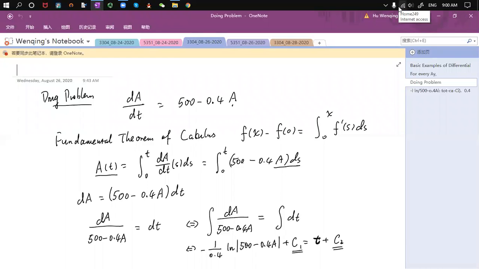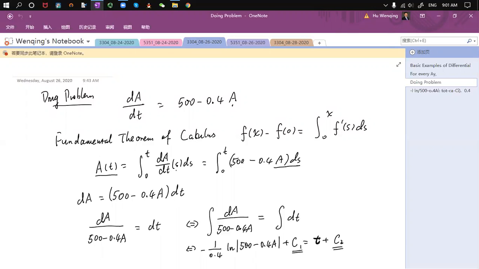This is an equation that takes the form of dA over dt is 500 minus 0.4 of A. It was used to model the evolution of the amount of drug in the person's bloodstream. In order to solve this equation, we have been trying to integrate it. In this sense, solving a differential equation essentially amounts to how you integrate the differential equation, right?